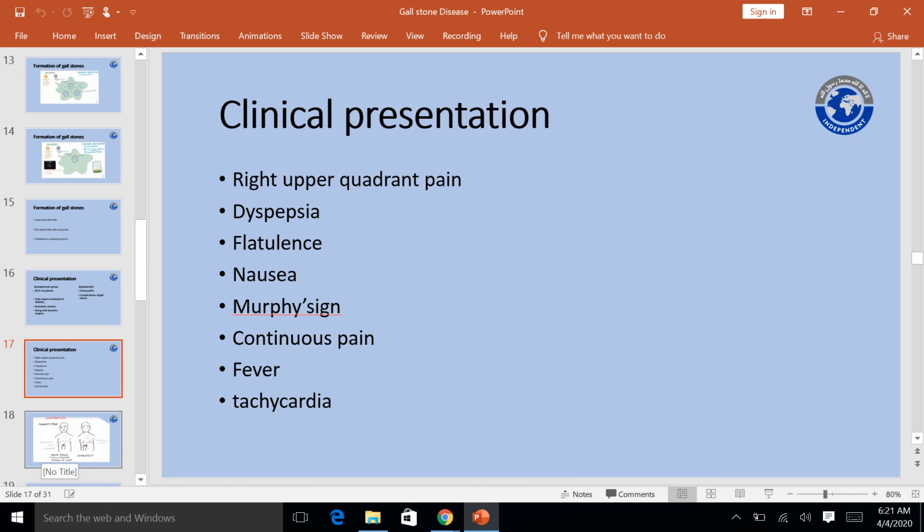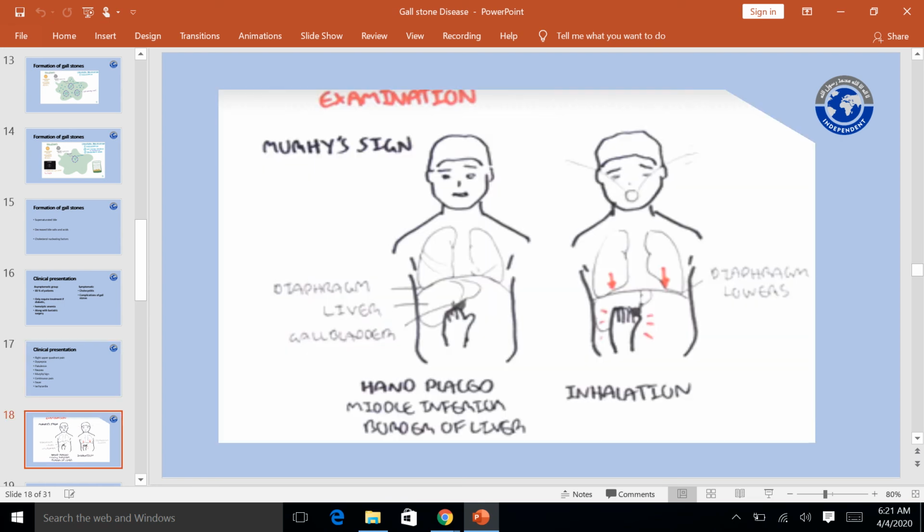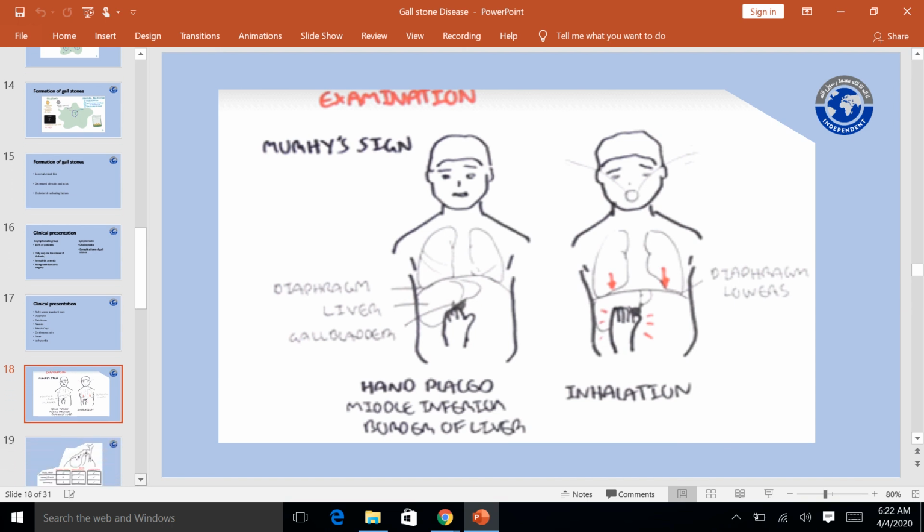Clinical presentation of gallstones: the most important and common sign and symptom is right upper quadrant pain, and it can be associated with dyspepsia, flatulence, nausea, and on examination Murphy's sign is positive, and fever and tachycardia can be there. Murphy's sign is when the hand is placed in the epigastrium and the patient takes a deep breath, the diaphragm lowers and hits the inflamed gallbladder and the patient catches their breath, or simply it can be described as tenderness in the right upper quadrant. This is called Murphy's sign.